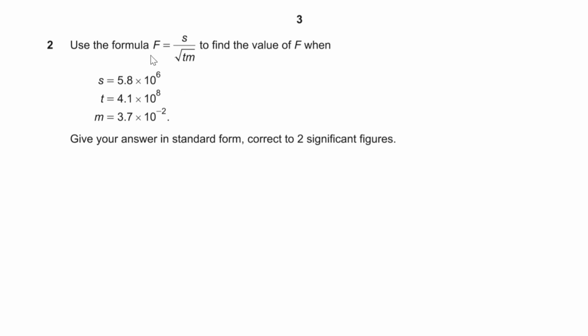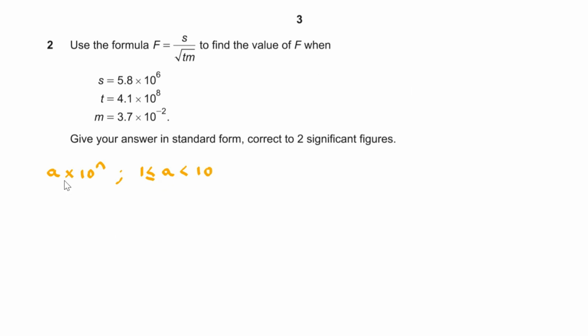Question number 2, we have to use the formula f equals s over the square root of tm to find the value of f when s is equal to 5.8 times 10 to the 6, t equals 4.1 times 10 to the 8, and m equals 3.7 times 10 to the minus 2. We have to give our answer in standard form, correct to 2 significant figures. Well, you'd recall for standard form, that's when a number is of the form a times 10 to the power of n, where a is in between 1 and 10.